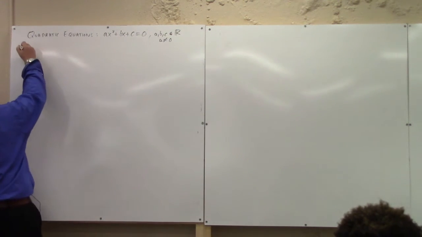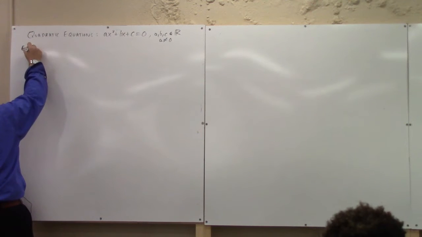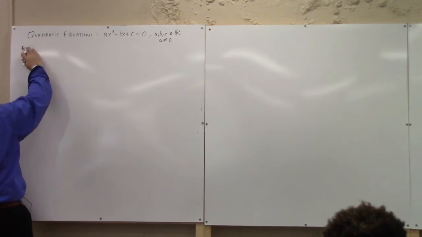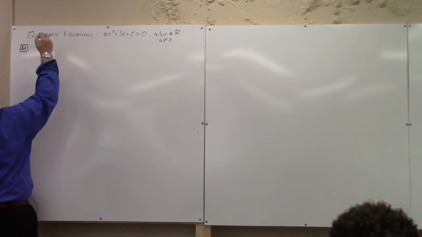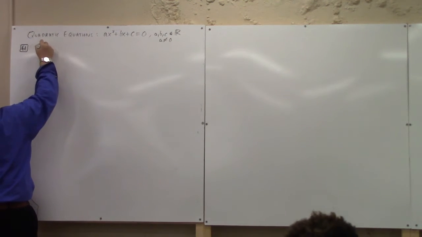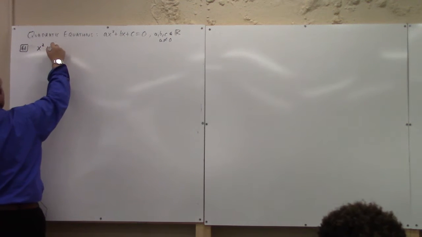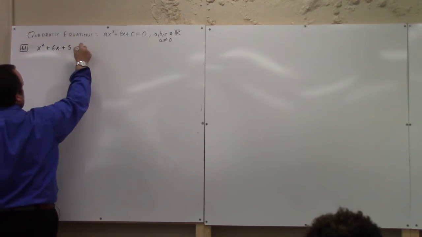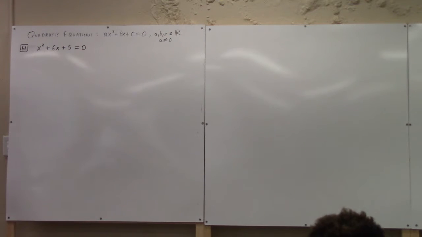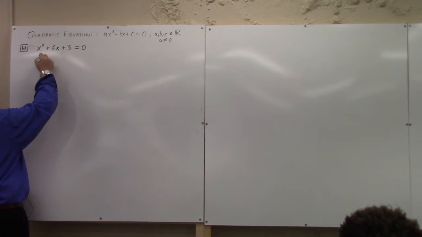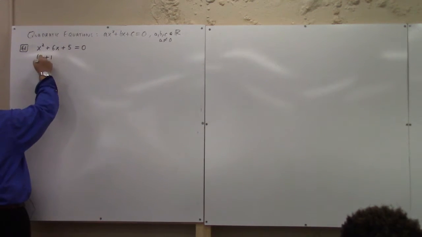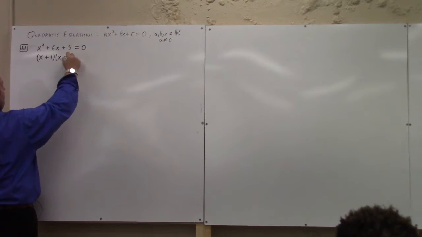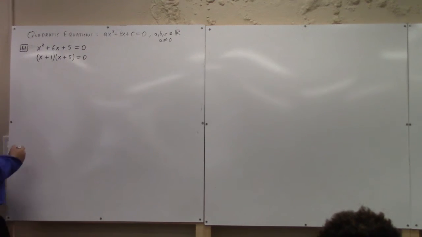So, example 1. Suppose we're solving x squared plus 6x plus 5 equals 0. So the first method that we could use, I would say, is just factoring. If you can just straight up factor it, then great. This is x plus 1 times x plus 5. So we can factor this one.